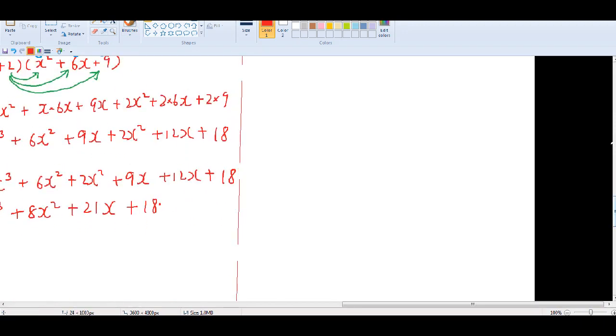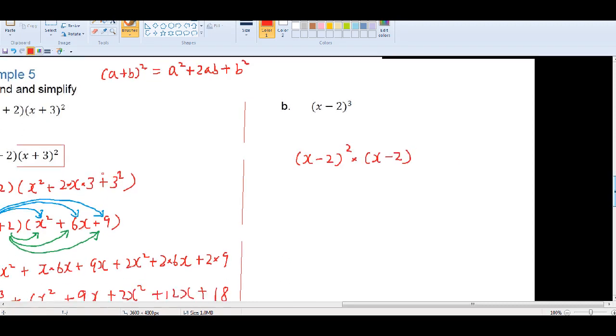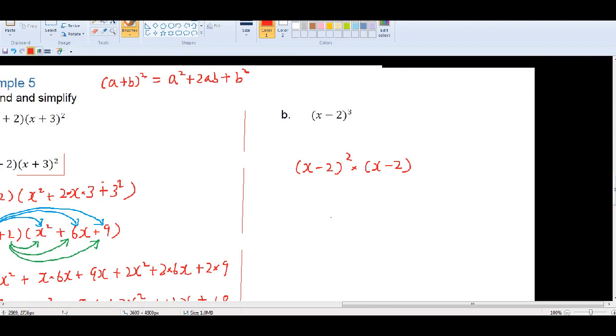Okay, so for this one it is a cube. Okay, so how about cube? For cube, what we're going to do is we rewrite this into something like this. So we've got the square times power 1, right? Square times power 1 is power 3, right? So the idea is that we do the square part first as a first binomial, right? To do this, you could use the formula.